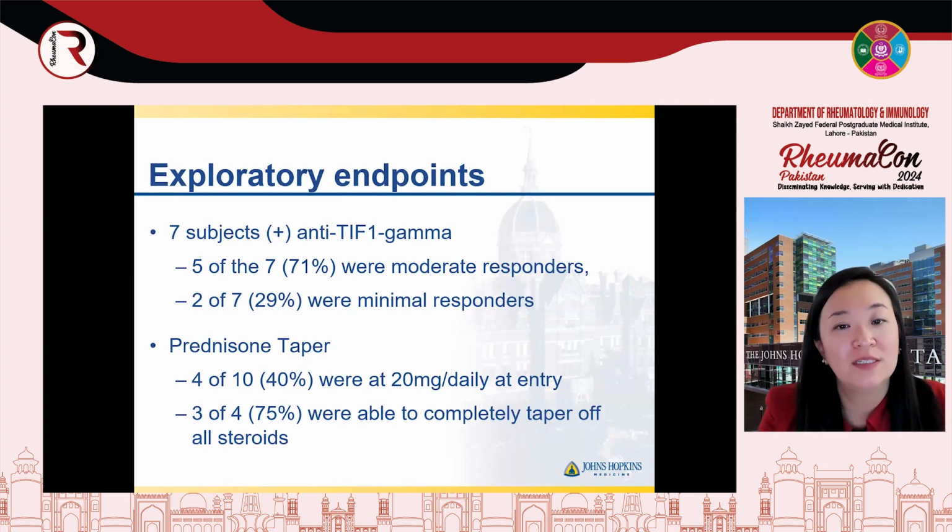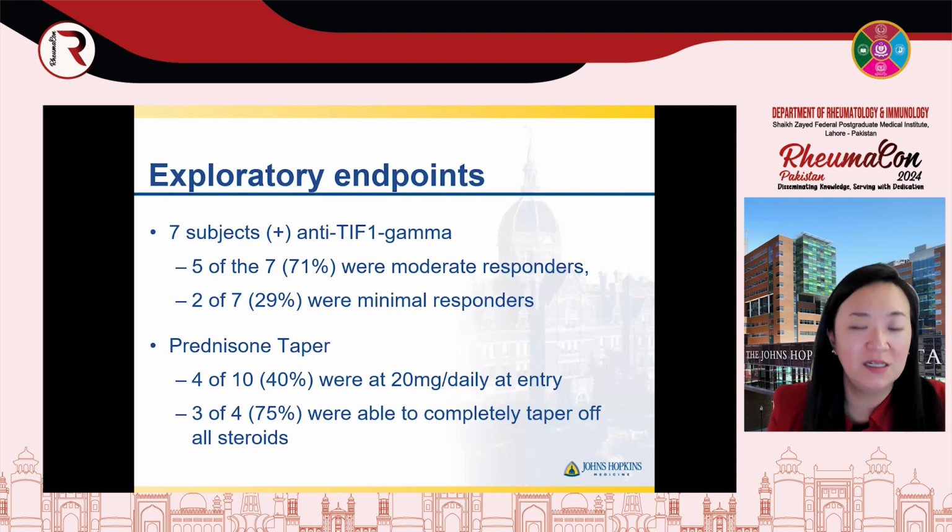But we did notice that, when we enrolled the patients, we included patients who had skin and/or muscle disease. And so most of our patients had more refractory skin disease. You can see 71% were moderate responders and 29% were minimal responders. 7 out of the 10 were TIF1 gamma positive. Of course, we ensured that there was no cancer in the 5 years preceding entering the clinical trial.